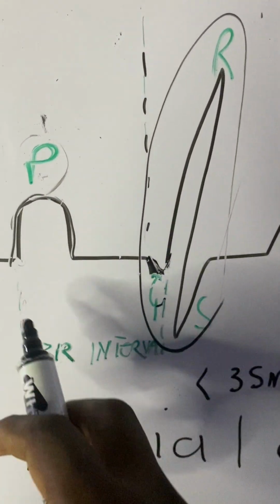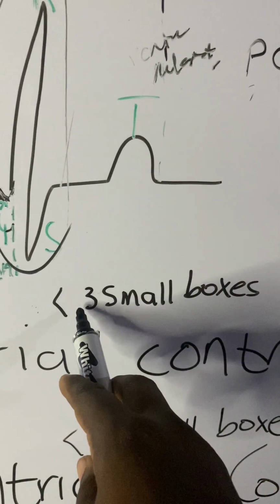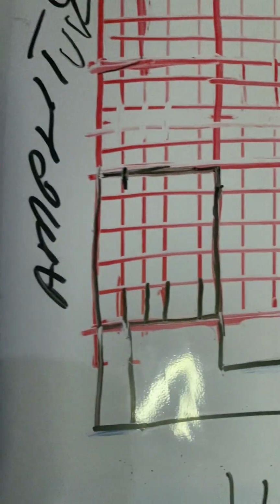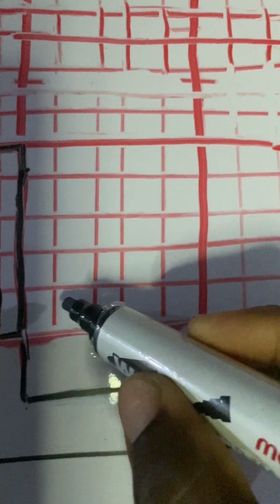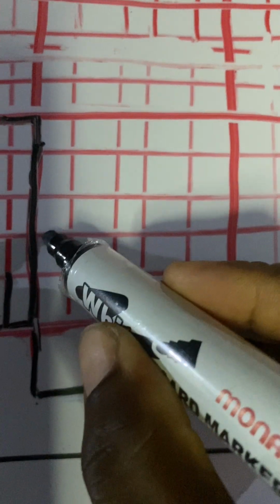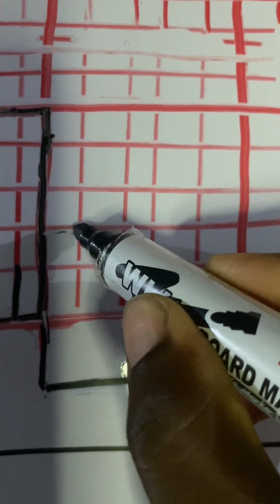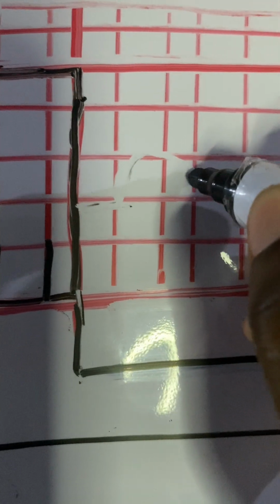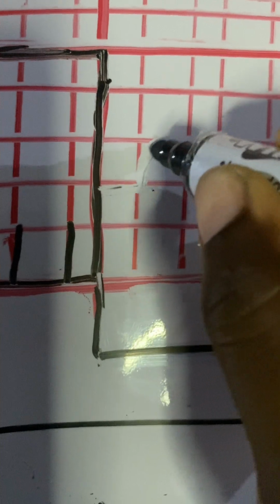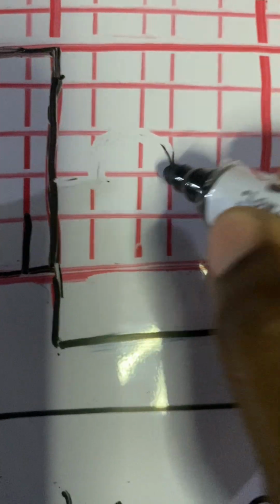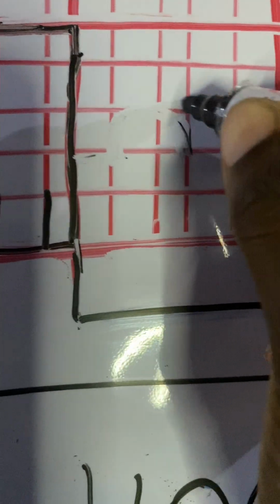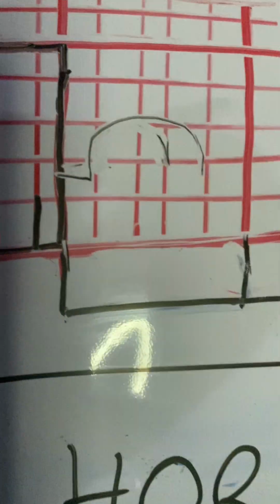So your P wave should be less than 3 small boxes. Back to our boxes. Assuming these are boxes 1, 2, 3, you have an ECG going like this. Your P wave shouldn't be more than 3. You can have a P wave that is 2 small boxes, that is normal, or 3 small boxes like this, and it's normal. It shouldn't be more than that.